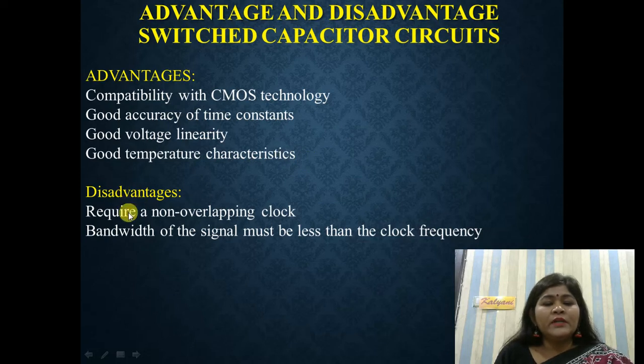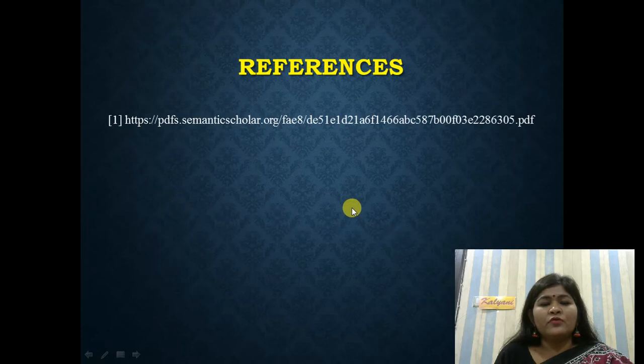The disadvantages are that it requires a non-overlapping clock, and the bandwidth of the signal must be less than the clock frequency. So these are the advantages and disadvantages of the switch capacitor circuit.